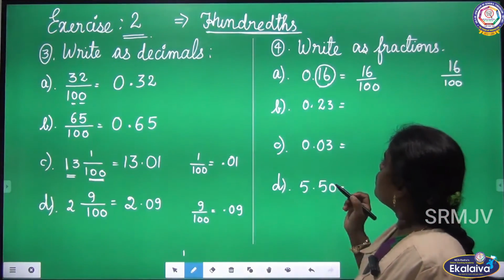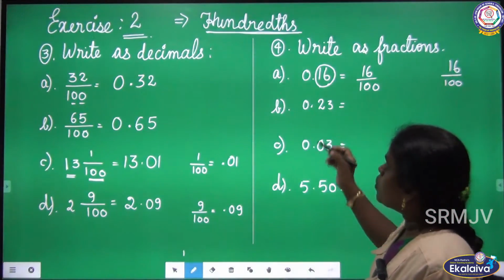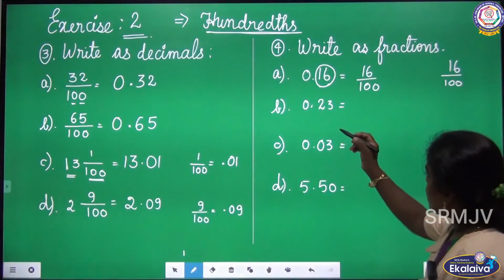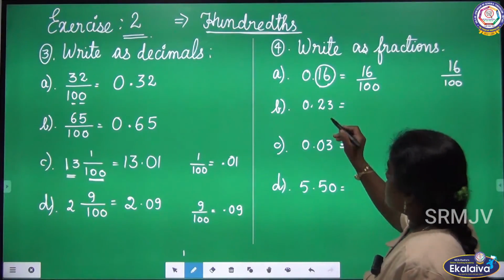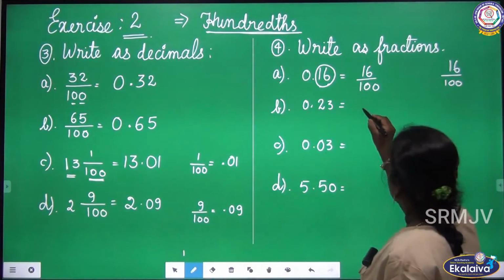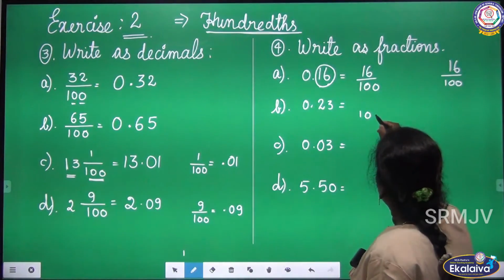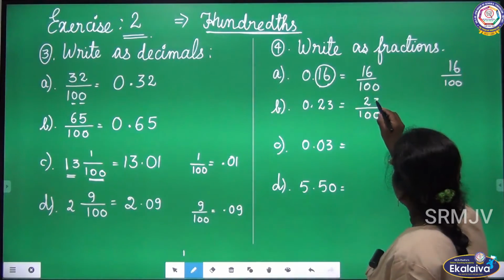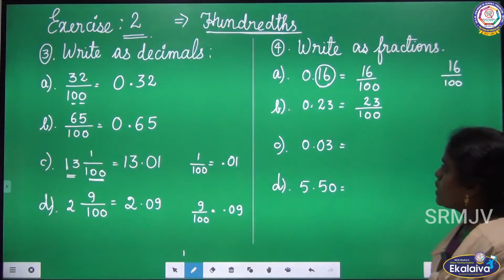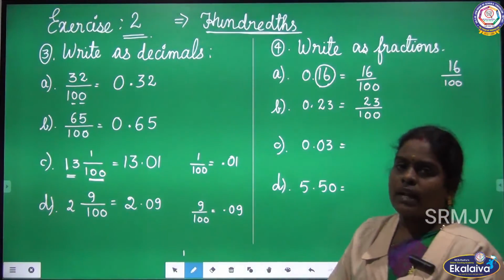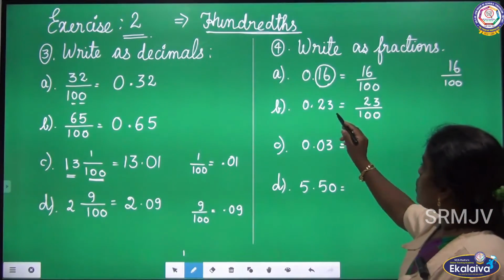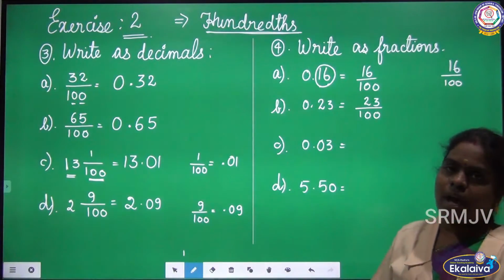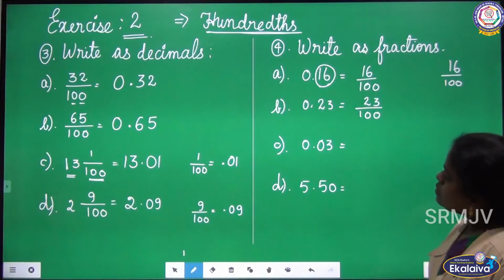Look at the next decimal, 0.23. So here we have two decimal places. So write 100 in the denominator and the remaining number in the numerator. 23 by 100. So 0.23 equals 23 by 100.